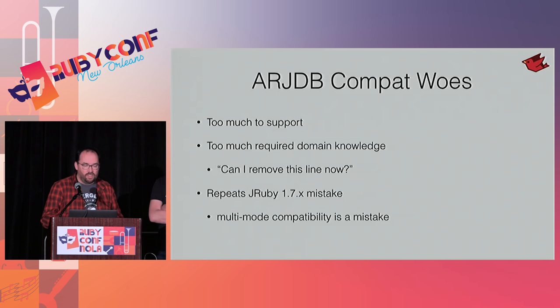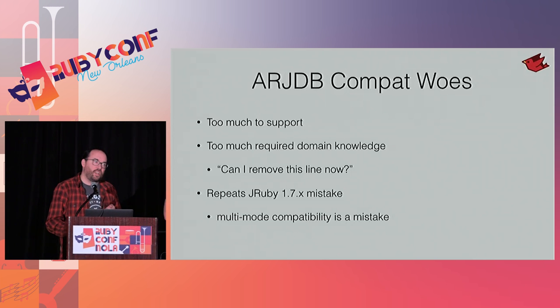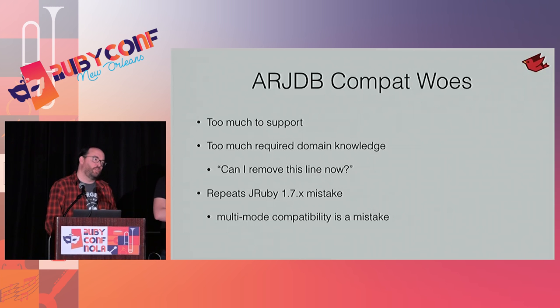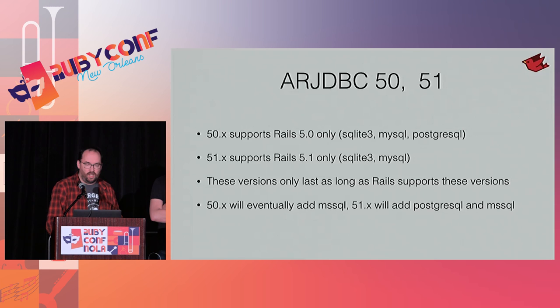So you have this question, and the more dimensions of compatibility you have to maintain, the harder this question is to answer. We actually made this mistake once before, for JRuby 1.7. You could pass --1.8, and JRuby would act like it was 1.8.7. You could pass 1.9, it would be 1.9.3. 2, and it would be 2.0. And our code base started to get pretty messy. Over a 2-year period, we realized this was a horrible idea. So we're no longer doing that. And that's a clue to our solution here.